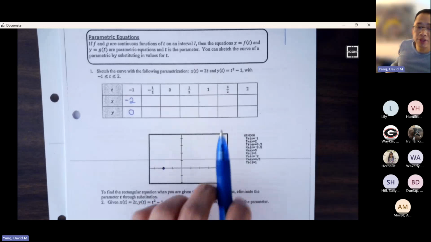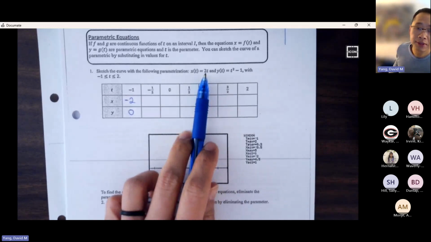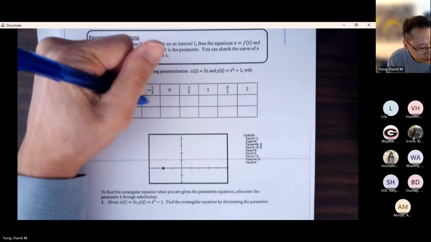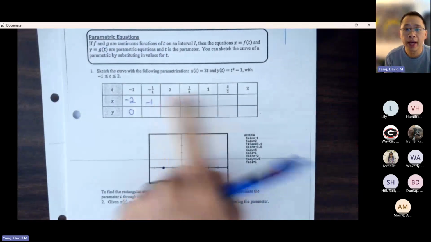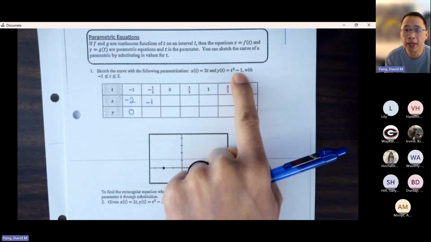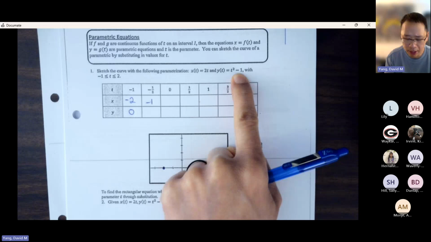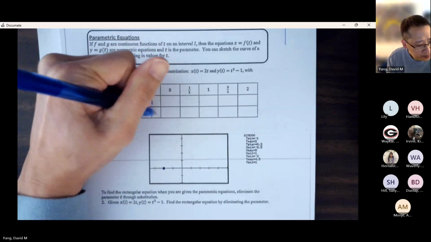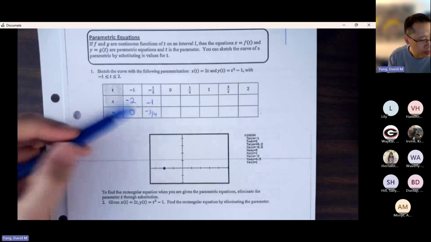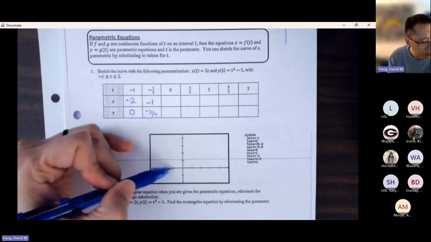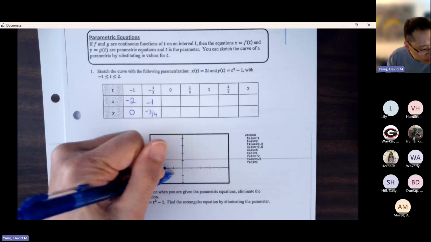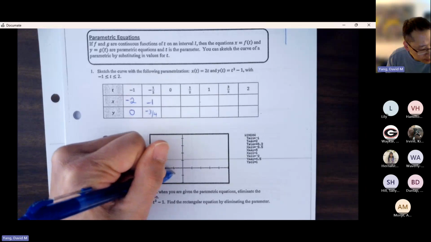Next up, -1/2. So -1/2 in for t, we'll get -1. -1/2 in for t in the y equation, we get 1/4 minus 1, which is -3/4. So my next ordered pair is -1, -3/4. I'm just going to estimate to the best of my ability where that -3/4 is.